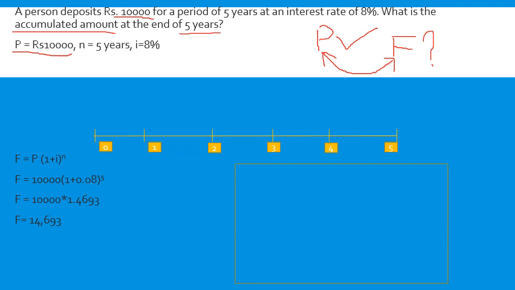Timeline 0 to 5. 0, 1, 2, 3, 4, 5. Okay. Now what is given? P is given. How much? 10,000 rupees. Whether you are losing that money or gaining that money, you are paying that.